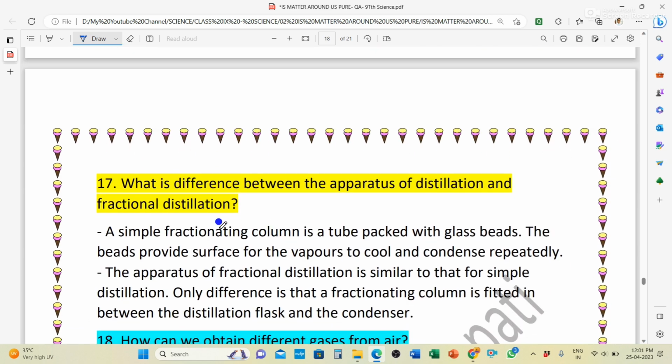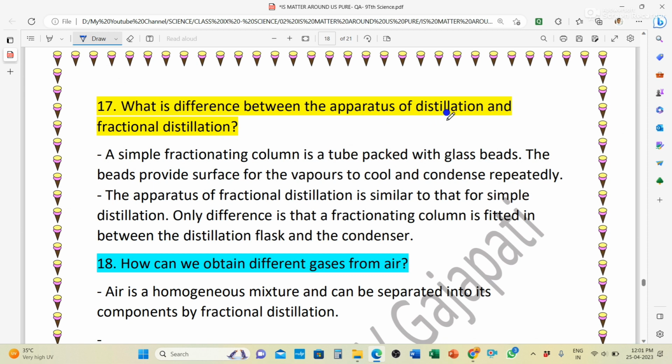What is the difference between the apparatus of distillation and fractional distillation? Only a simple difference is there, that is, a simple fractionating column is a tube packed with glass beads. The beads provide surface for the vapors to cool and condense repeatedly. So the apparatus of fractional distillation is similar to that of simple distillation. The only difference is that a fractionating column is fitted in between the distillation flask and the condenser, because that will provide surface for the vapors to cool and condense repeatedly.